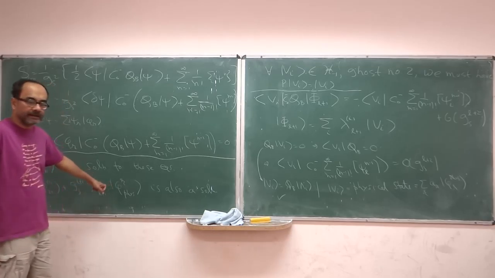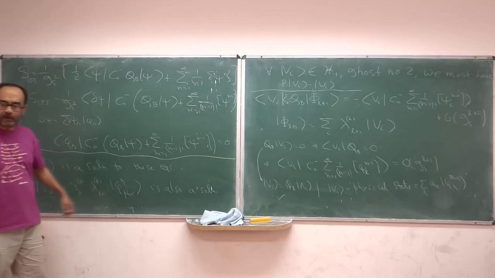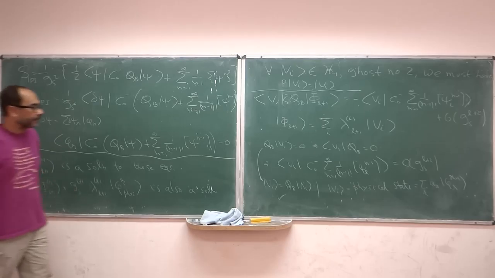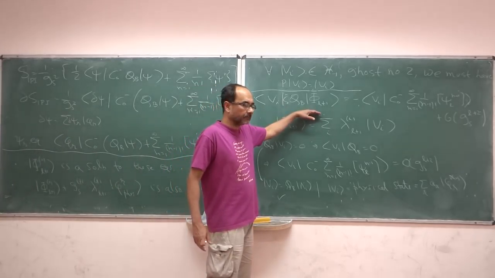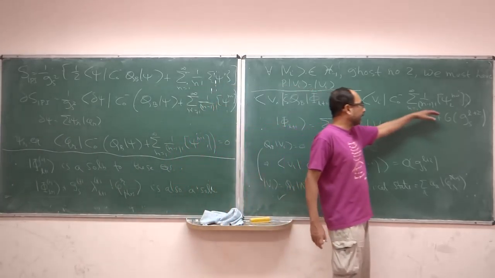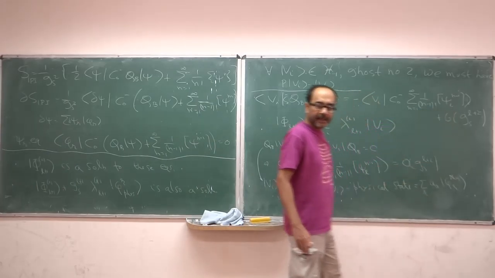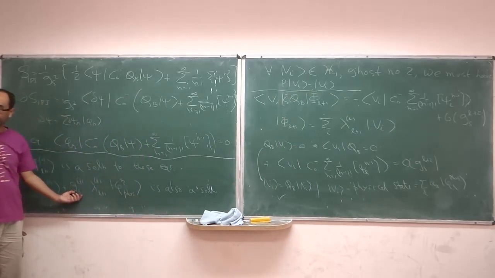So you have corrected phi n plus 1 by an order g_s to the n plus 1 term. But that doesn't appear on the left hand side of this equation. That also doesn't appear on the right hand side of the equation, because the right hand side only contains psi l, and psi l doesn't know about this order g_s to the n plus 1 term.